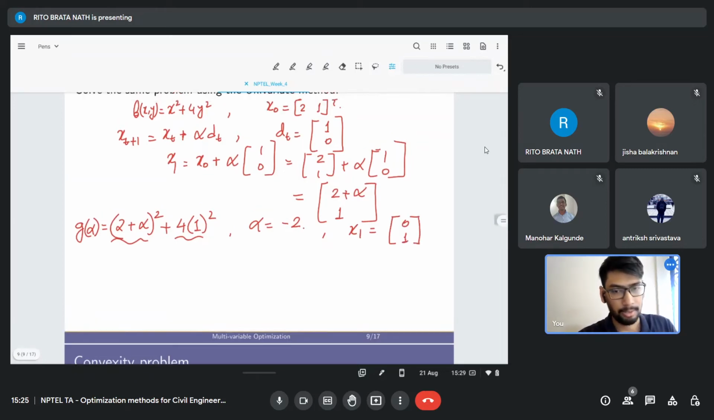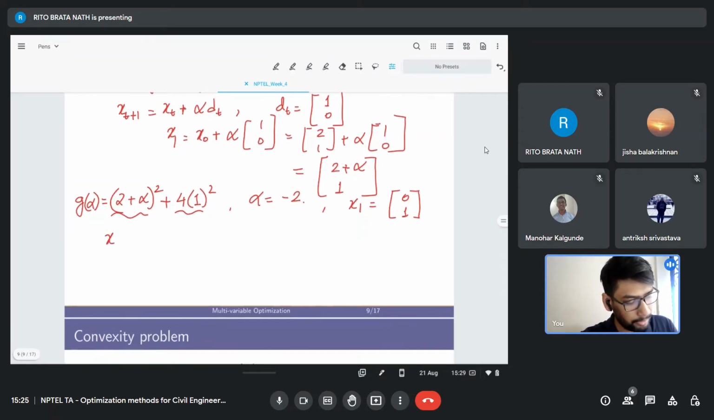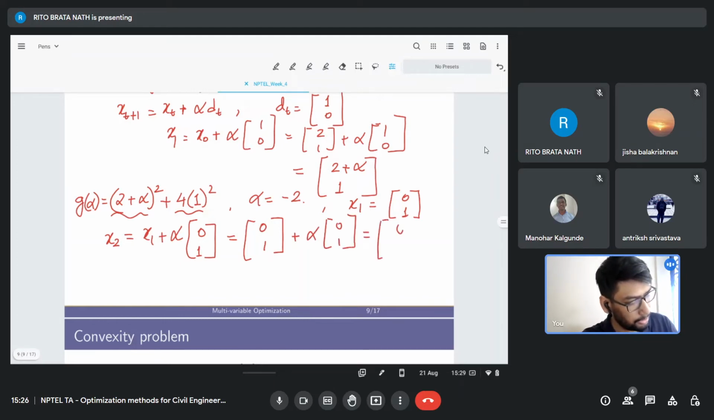Similarly, you can get to the second point, x2. For that, you can again use the same trick, but here you will optimize along the y direction. So your x1 here has now become (0, 1), and your alpha is again (0, 1). So this term will be (0, 1 + alpha).